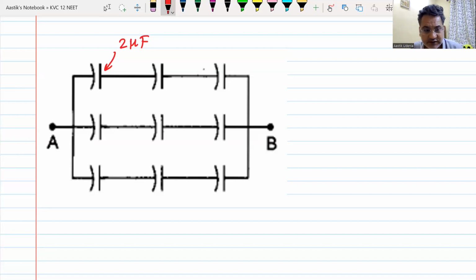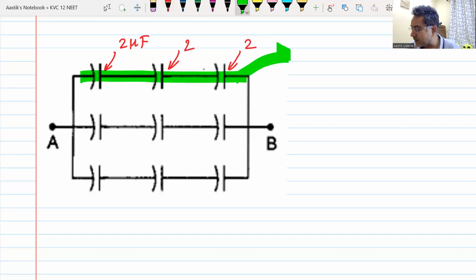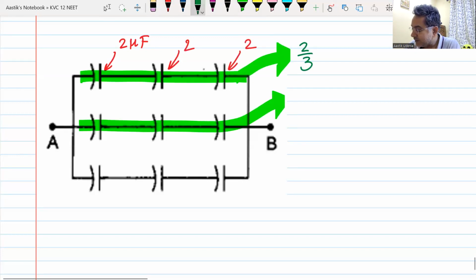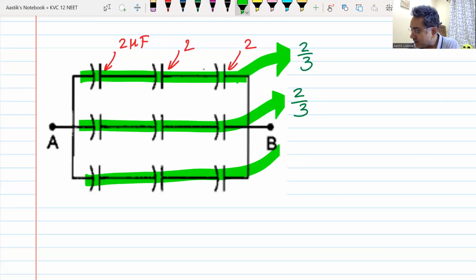Can I help you out with this? Yes, sir. This two and this two, they are in series. These all three twos are in series. So in this branch, the effective capacitance is 2 by 3. Similarly, these two are in series, and the effective capacitance in this branch is also 2 by 3. These three are in series, so the effective capacitance in this branch is also 2 by 3.